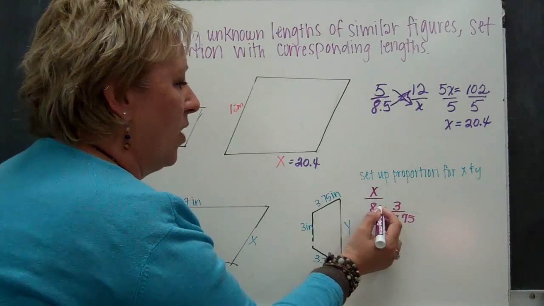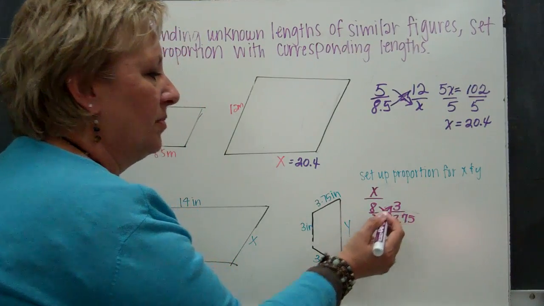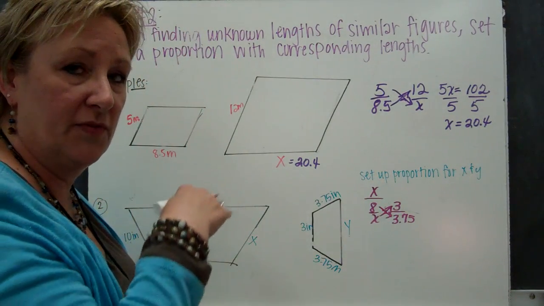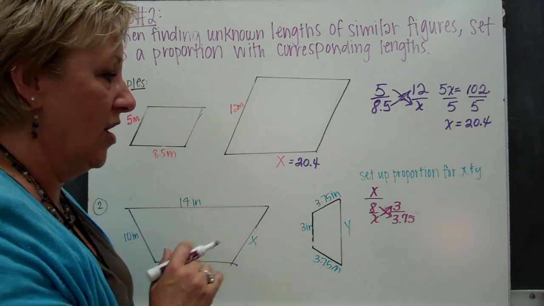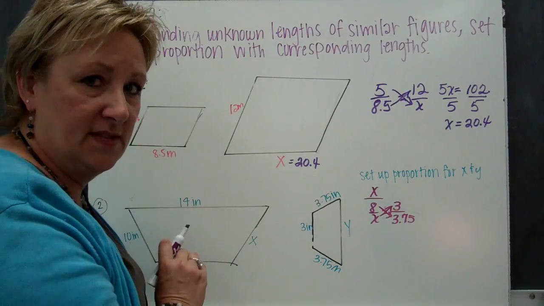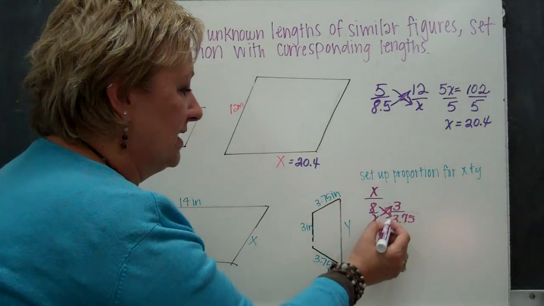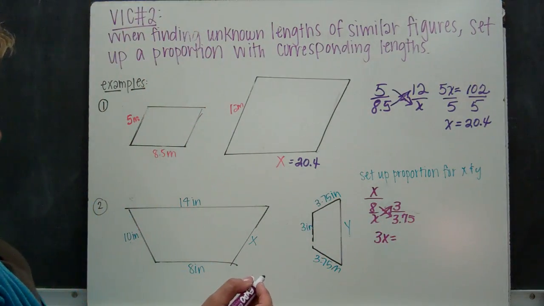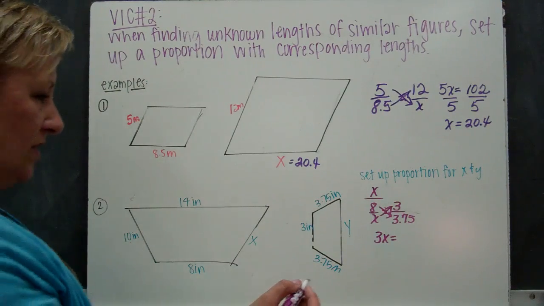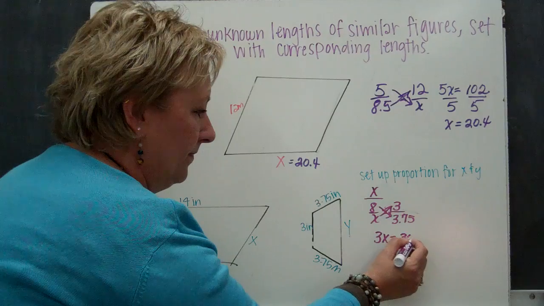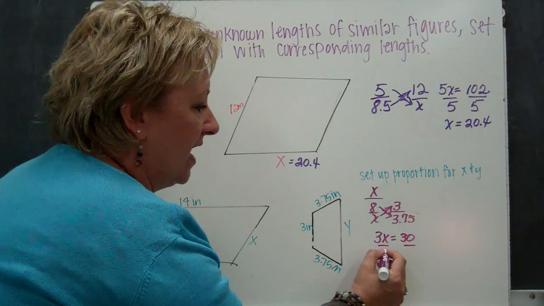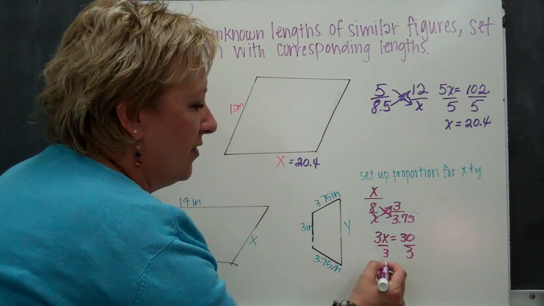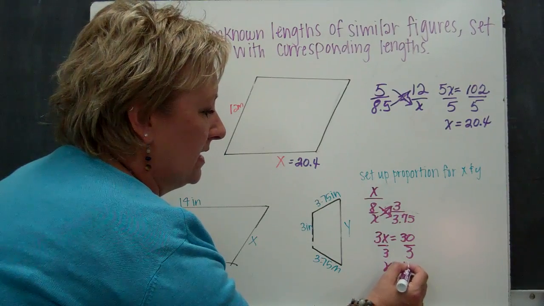3.75. So what I have to do is cross multiply, because remember in similar figures, if you cross multiply and they equal each other, they are similar. And they've already told us these are similar. I'm going to say 3 times x is 3x. 8 times 3.75 is going to be 30. And when I divide each side by 3, I know that x is going to be 10.